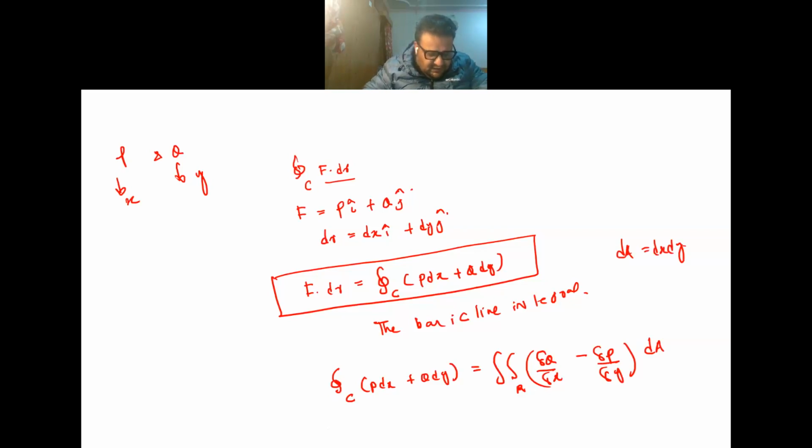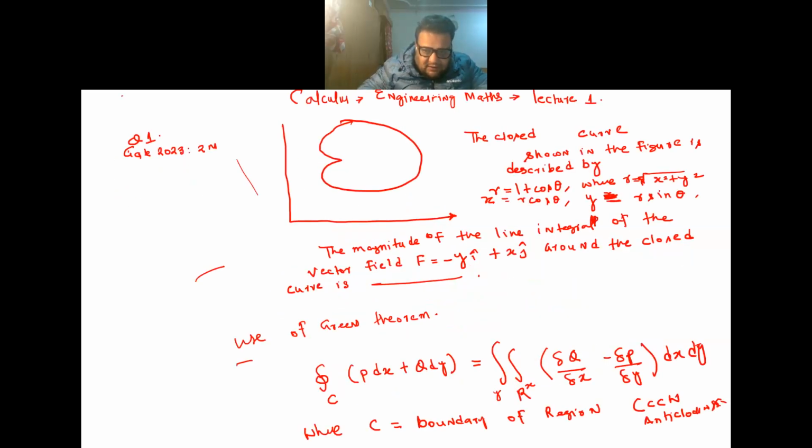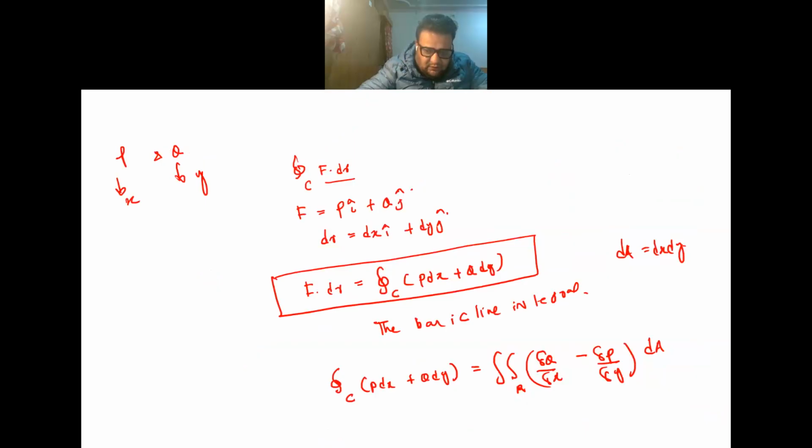This is the two-dimensional area. Now here, the value of F is given in the question. F is given as minus y i plus x j. If you compare it with the standard equation, you will get it. So now the curl of this field, your F value is given here. F is equal to minus y i plus x j, correct?